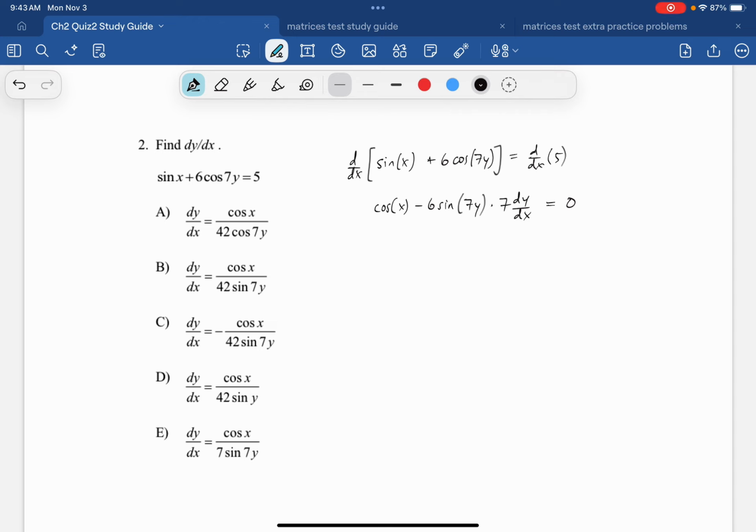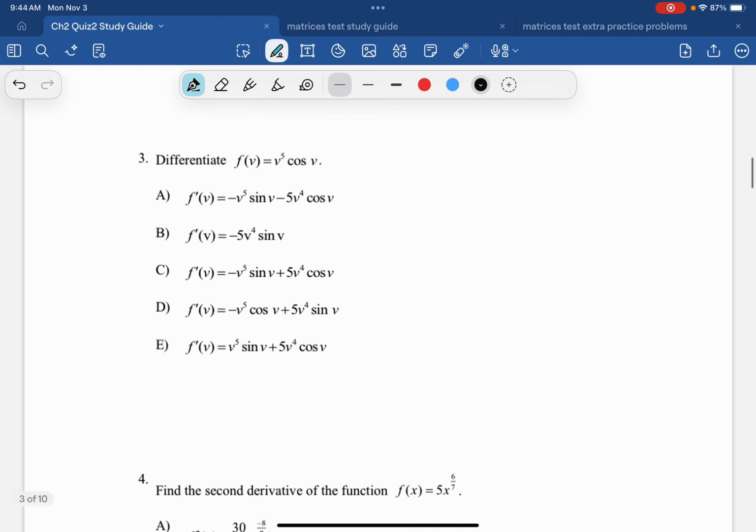All right, so I can simplify a little bit. I'm going to move the cosine to the right side so that I can isolate the dy dx. So I'm left with negative 42 sine 7y dy dx is equal to negative cosine x. So finally, that means dy dx, the negatives cancel, and I'm left with cosine x over 42 sine 7y. That's my answer. And so that means part B is my answer. Answer B. Choice B is my answer. Cosine x over 42 sine 7y.